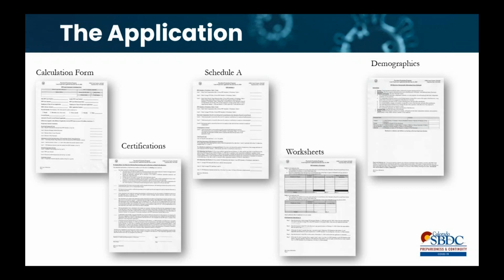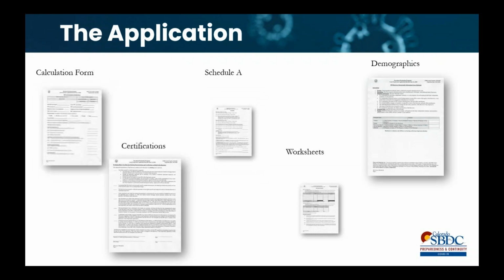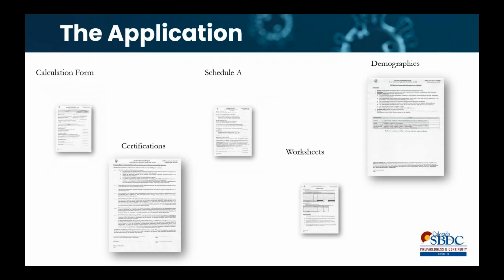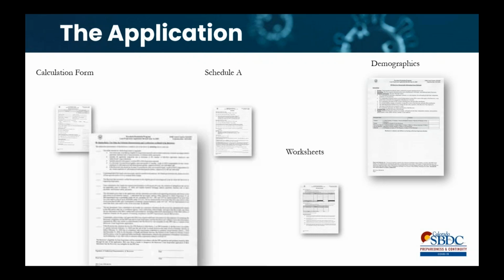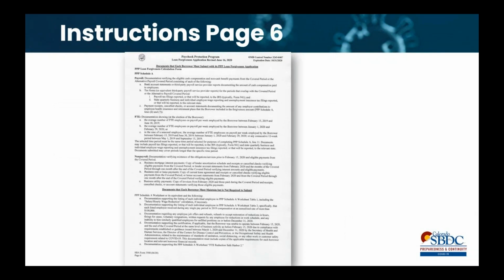The math is done. We finished the worksheet. We finished Schedule A. We finished the calculation form. All we need to do now is read and sign the certifications and provide the optional demographic data and prepare our documentation. The documentation that will be required is spelled out pretty clearly on page 6 of the instructions. Assemble them carefully and provide them with your application to your bank. The more carefully you prepare and present these documents, the easier your forgiveness application will be processed.